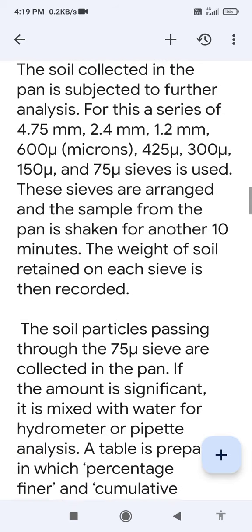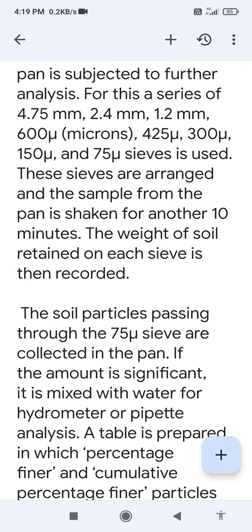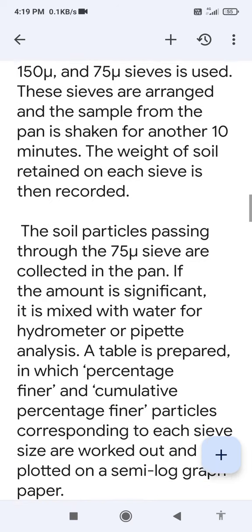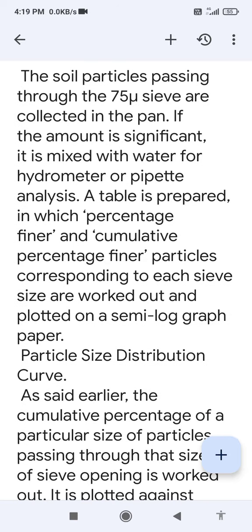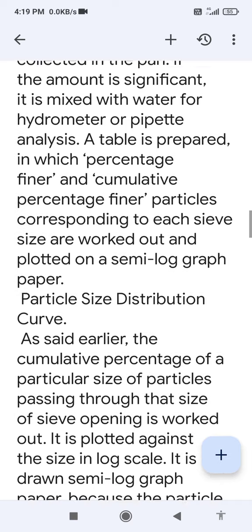For this, a series of 4.75 mm, 2.4 mm, 1.2 mm, 600 micron, 425 micron, 300 micron, 150 micron, and 75 micron sieves is used. These sieves are arranged and the sample from the pan is shaken for another 10 minutes. The weight of soil retained on each sieve is then recorded. The soil particles passing through the 75 micron sieve are collected in the pan. If the amount is significant, it is mixed with water for hydrometer or pipette analysis.